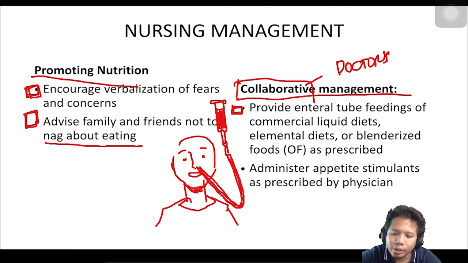Okay, so the doctors would also prescribe how many kilocalories are needed by the patient. In hand, we would be working with the dietitians. That's why you've undergone nutrition for nurses. Okay, so it might be commercial liquids or diets, elemental diets, blenderized food or OF as prescribed.